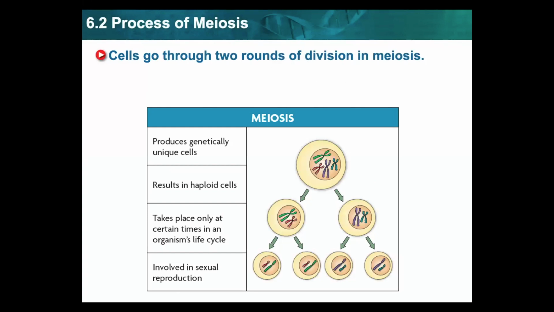So as I mentioned, cells undergo 2 rounds of division in meiosis. I already showed this diagram yesterday, so don't worry about copying this down again because we already did. But just to go through it briefly again, meiosis makes genetically unique cells. Mitosis makes cells that are the same. In meiosis, they're all different. It results in haploid cells, and this takes place only at certain times in the life cycle of an organism, only to make egg and sperm cells. So that's the job of meiosis.